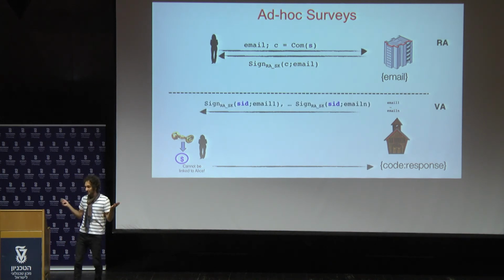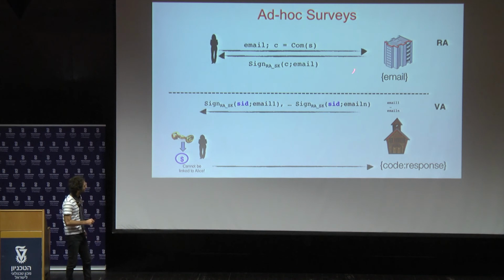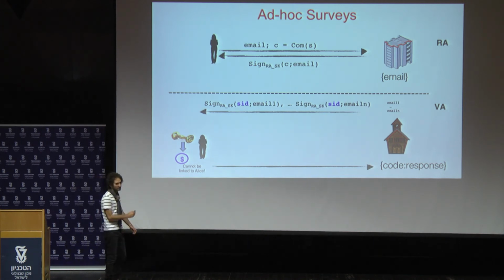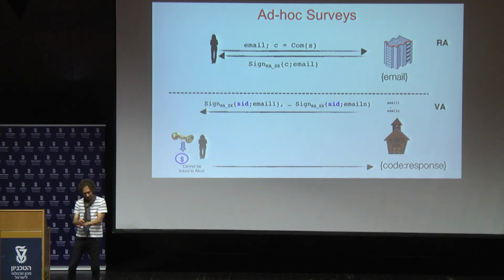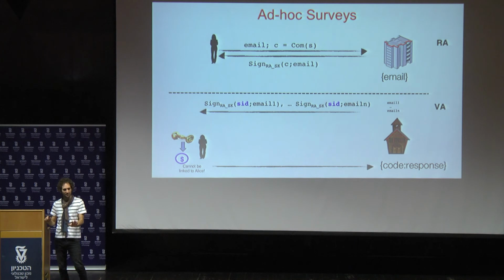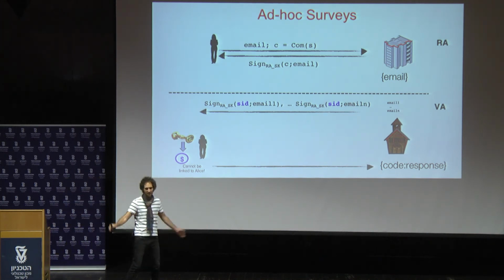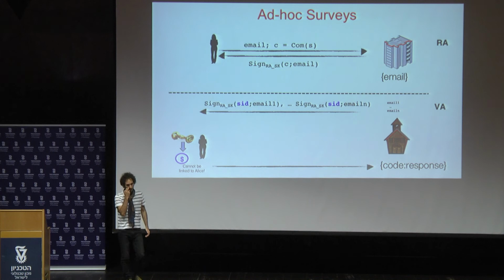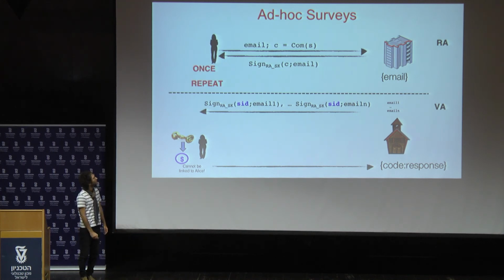Then whenever somebody wants to create a survey, anybody can do it. We call somebody who wants to create a survey a voting authority, VA. The only thing he does is sign the ID of the survey and the email of somebody who's allowed to participate. For every participant, he just signs ID and participant email. Boom, boom, boom, boom. That's it. So whenever I create a survey, I just sign the emails of everybody that's allowed to participate, concatenated with the ID of the survey, the name of the survey.